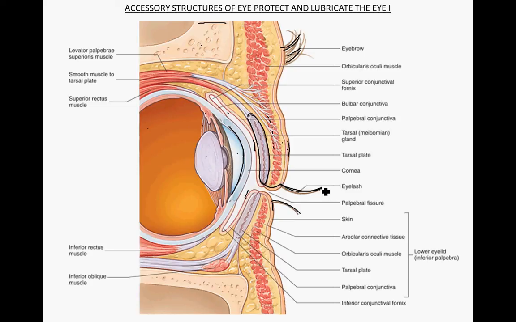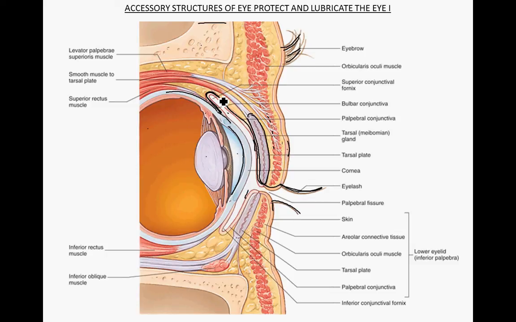So this inner part of the eyelid right here is called the conjunctiva, and it will then become continuous. It folds over here and becomes continuous with the cornea and the sclera. So again, here's the sclera of the eye, here's the cornea, and that conjunctiva is the inner lining of the eyelid.